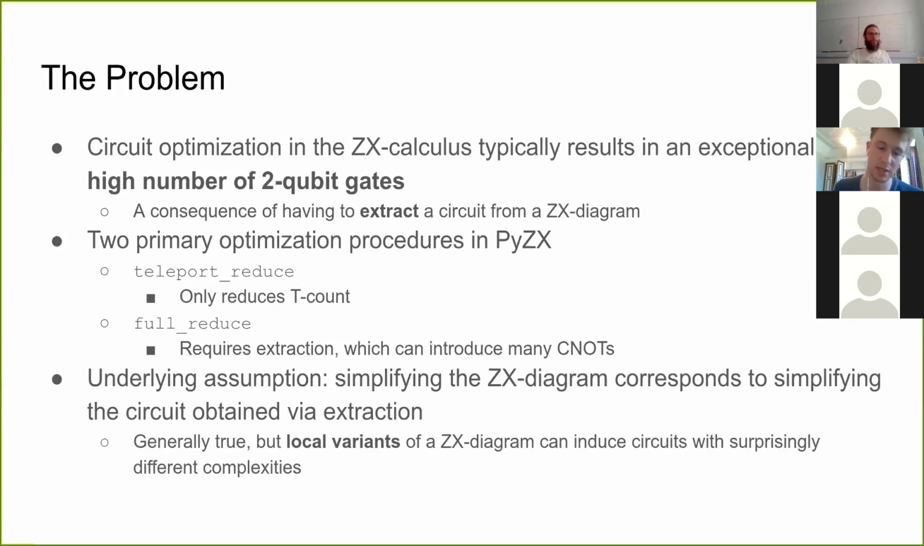And based on this is this underlying assumption that simplifying a ZX diagram corresponds to simplifying the circuit that will be obtained via extraction from that diagram. And this is generally true, but there's an additional truth that we can take advantage of for optimization that isn't currently being exploited, which is that local variants of a ZX diagram, ones where the graph complexity may be similar, can induce circuits with surprisingly different complexities. So given a ZX diagram, you can change it locally in different ways that don't necessarily reduce the number of edges or spiders, but they can actually yield circuits with significant differences in complexity.